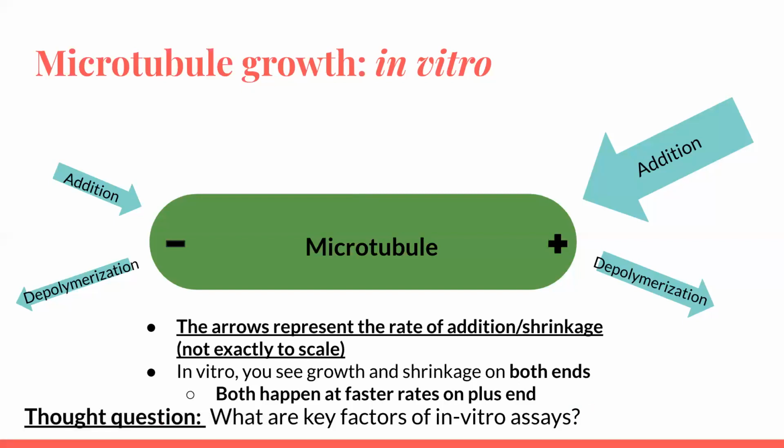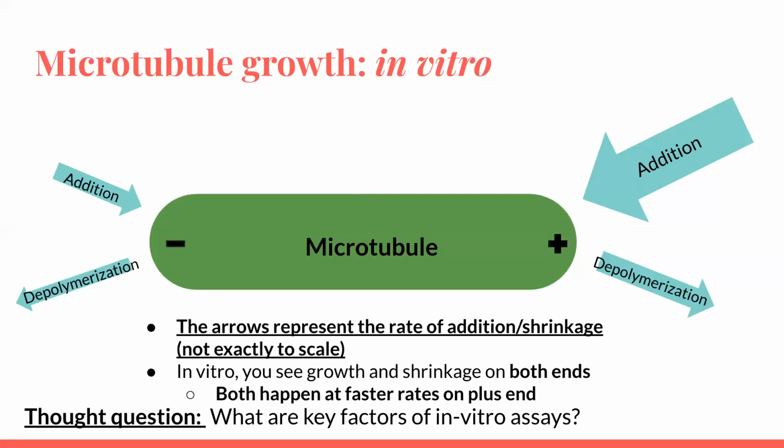Is it not connected to the gamma ring? Yeah, that's one of them. Does anybody else have another suggestion? The concentrations of what's there, because we can adjust concentrations outside the cell.